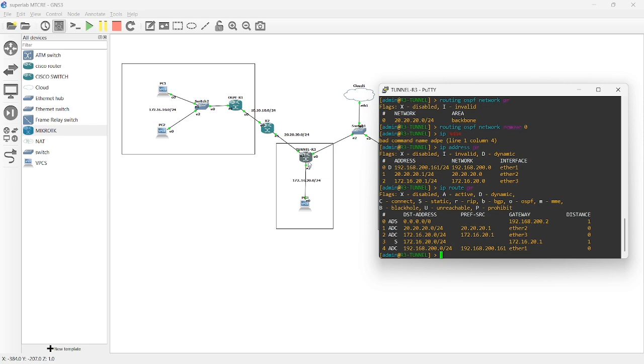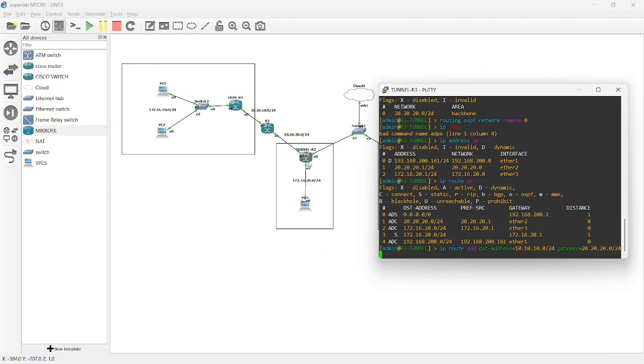Okay, static is not connected. If the static is active, the number key, the icon is ANS or active static. So in this time, I think I have a problem in the routing static. Okay, I routing static again.